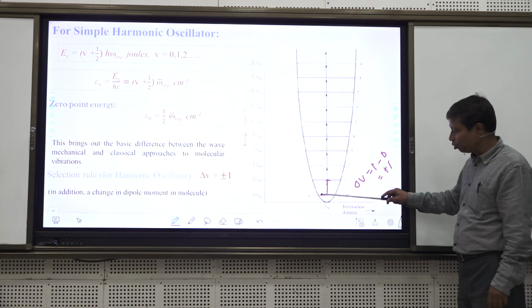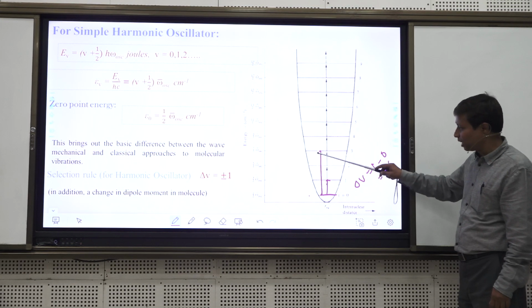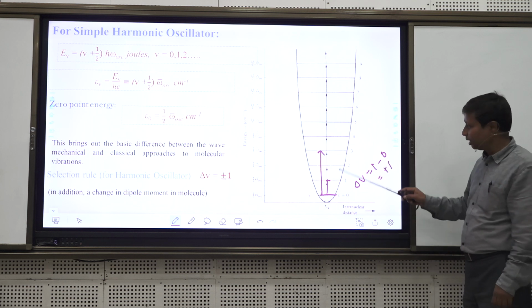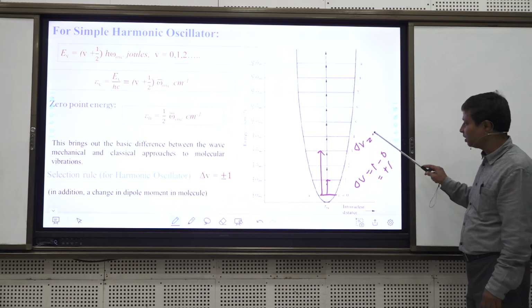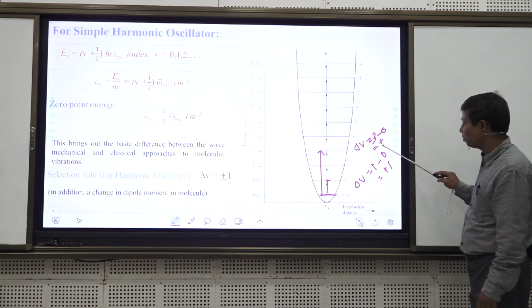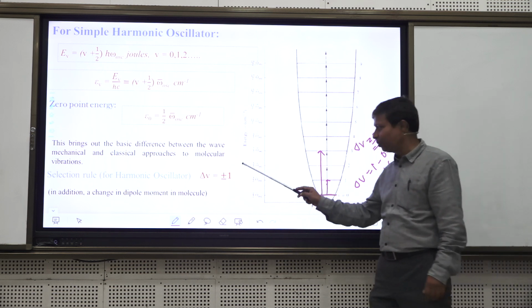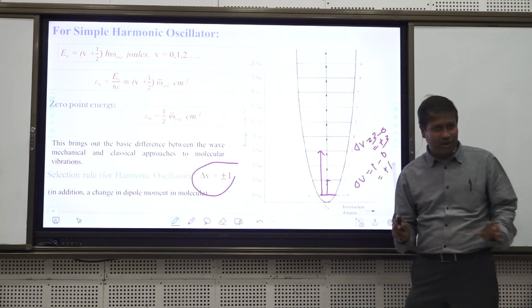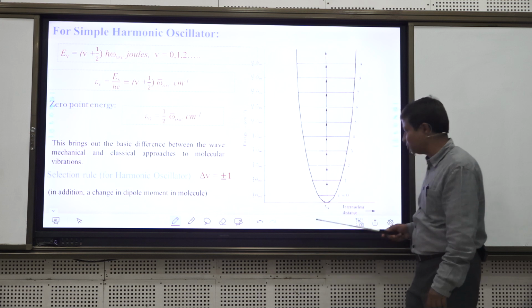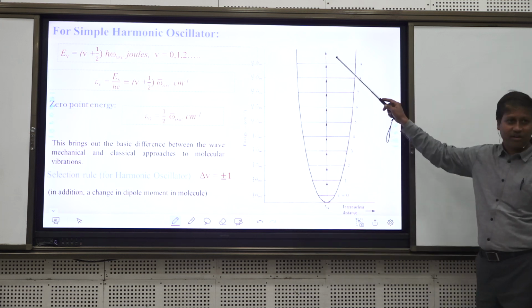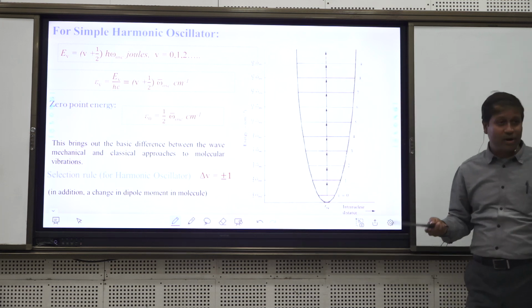Now I expect that there should be a transition from here to here. Let's see. Delta V is final, 3, minus initial, 0. That means +3. Does the selection rule permit? No. So I cannot think of it. I can think only of the transition which changes by 1 unit. That is shown here. And now where will the band come?